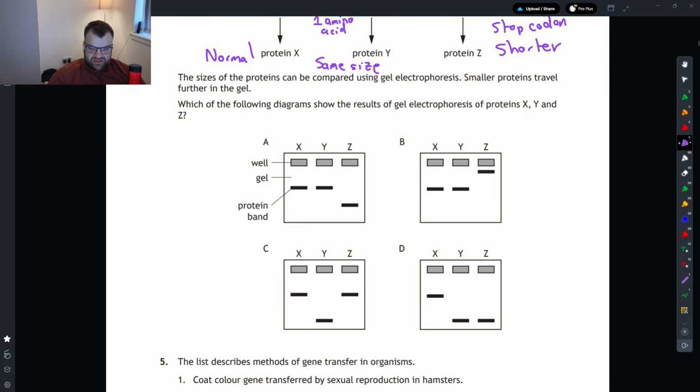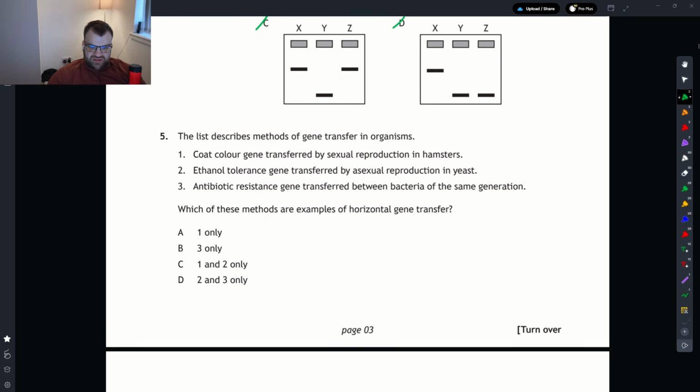So I'm looking for one where X and Y would be the same distance because they're the same or very similar sizes. That knocks it down for me to one of the top 2 answers, A or B. Z will go further. The proteins are put at the top part here and are travelling down the way. In A, protein Z has travelled further, showing that it's the smaller protein, making A my chosen answer here. Next one, we're talking about gene transfer.